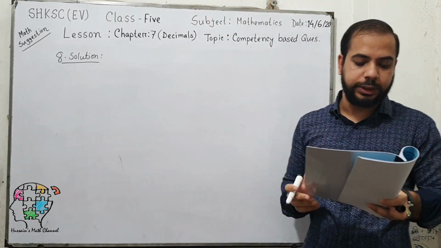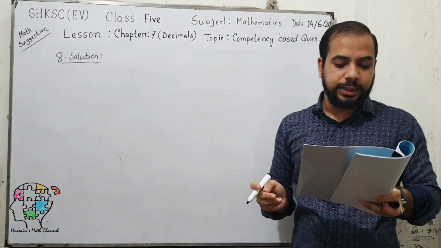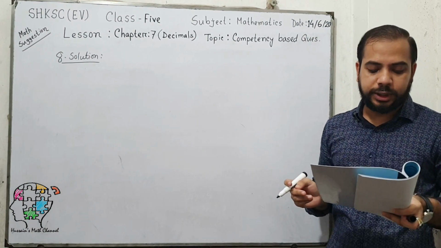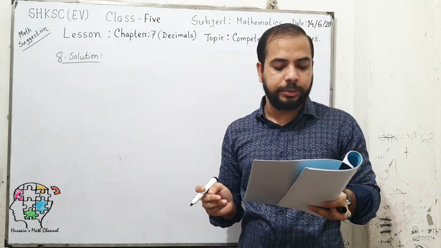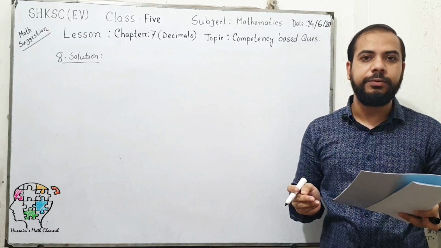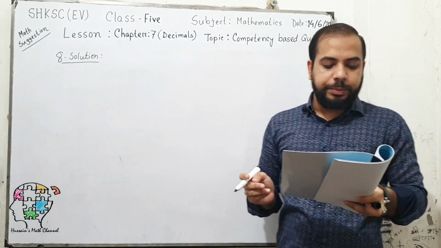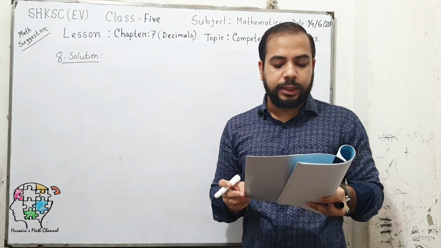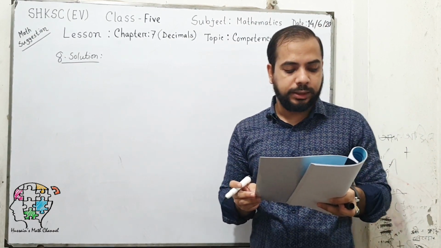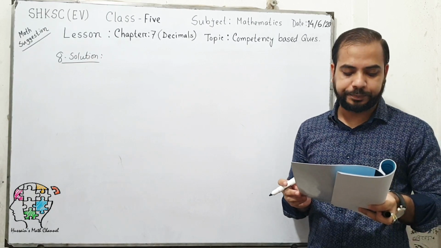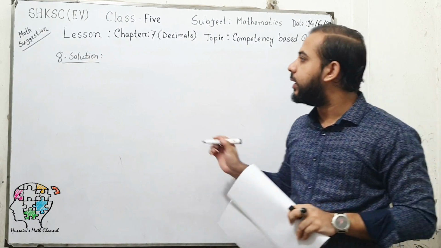First, read the question. A train runs 120.5 km per hour. Question A asks, how many kilometers will the train run in 5.5 hours? And question B asks, how many hours will the train take to run 361.5 km? So at first, question A.